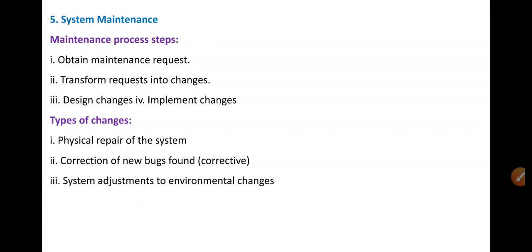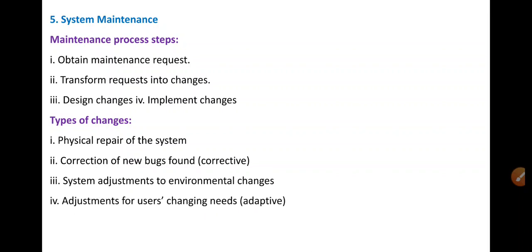And next, we can go for system adjustments to environmental changes. The specialist, while changing the information system as per the requirements of the organization where that information system is implemented, has to make changes according to the environmental changes, so that the system is adjusted. The program is to be designed and that information system is to be implemented in that organization as per the environmental changes.